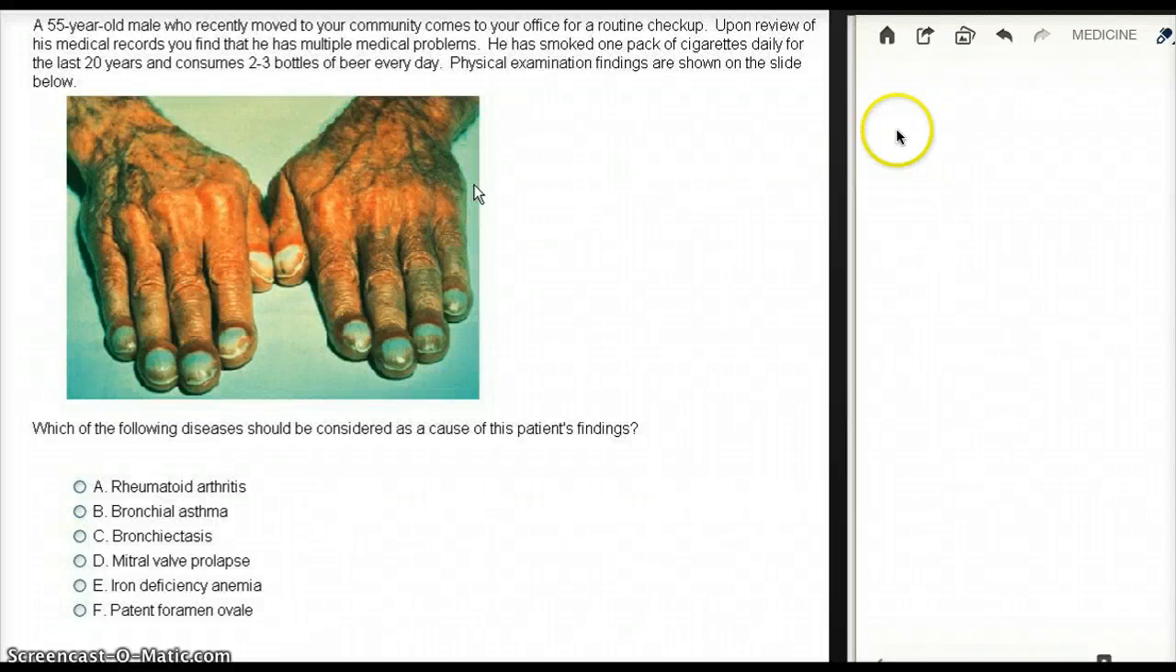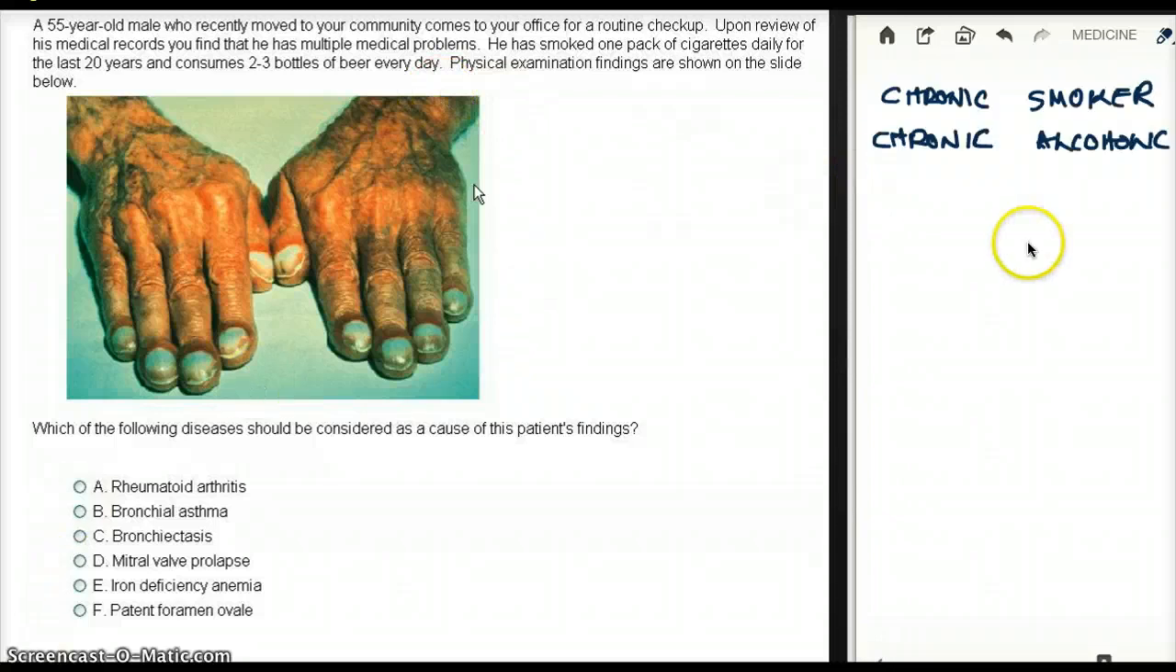This question deals with a 55-year-old male who recently moved to your community and comes to your office for a routine checkup. Upon review of his medical records, you find that he has multiple medical problems. He has smoked 1 pack of cigarettes daily for the last 20 years and consumes 2 to 3 bottles of beer every day. So this patient is a chronic smoker, chronic alcoholic.